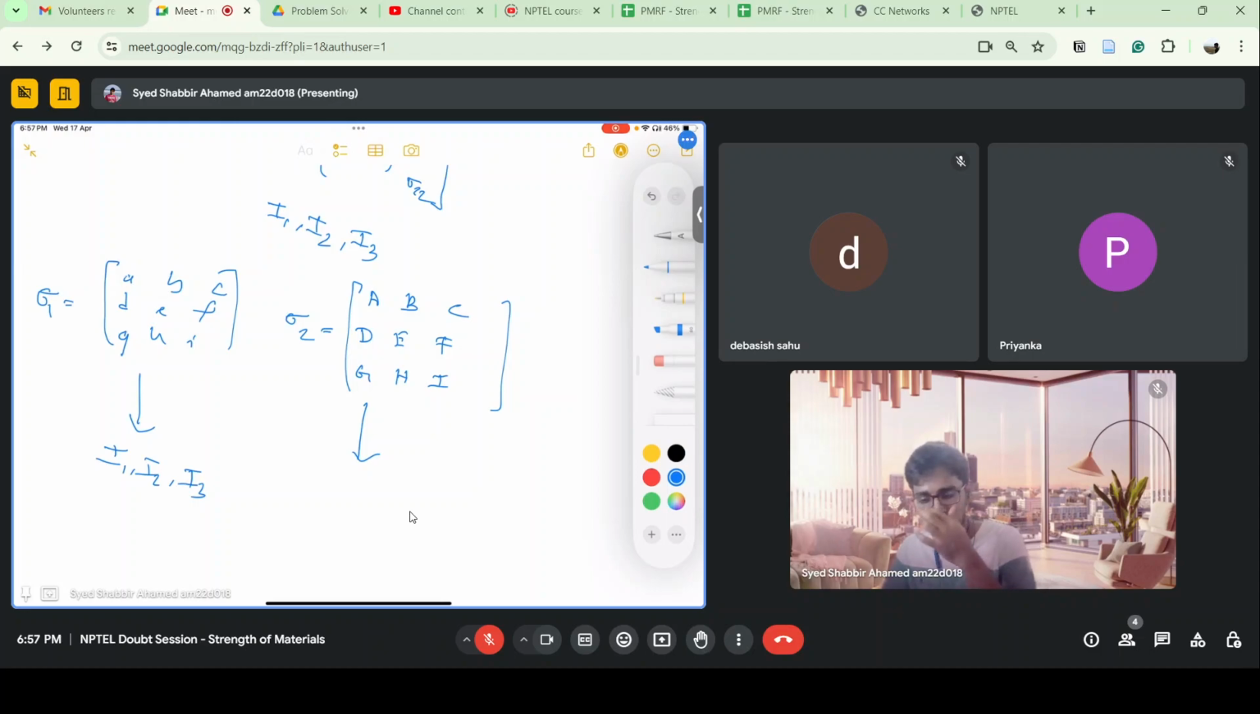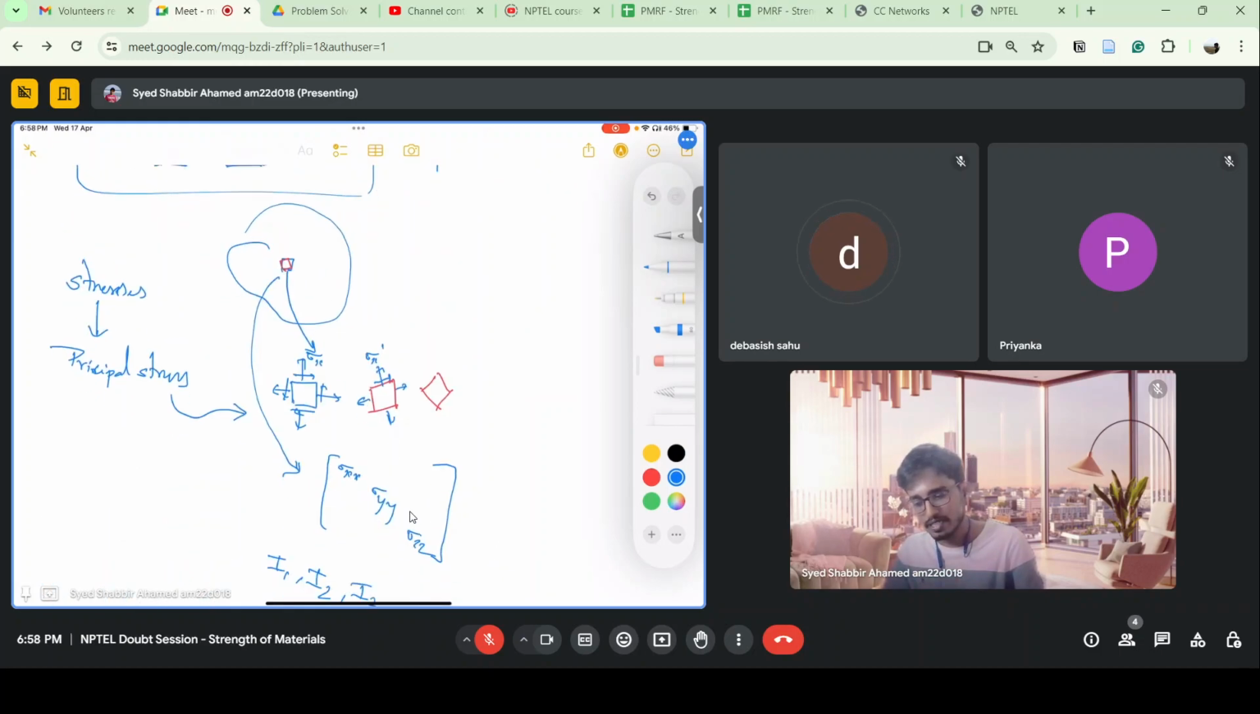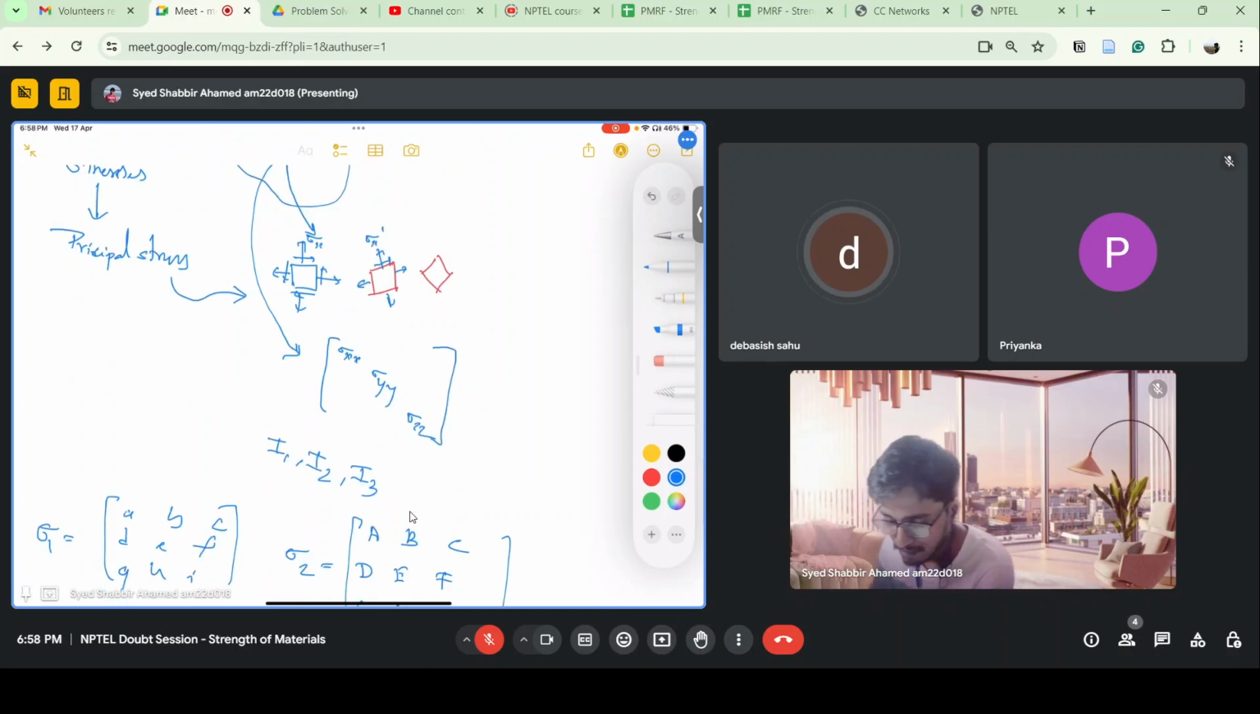Just because we are taking different orientations, we are getting different components, but the invariants will remain the same if I am taking a state of stress at a point. Okay.